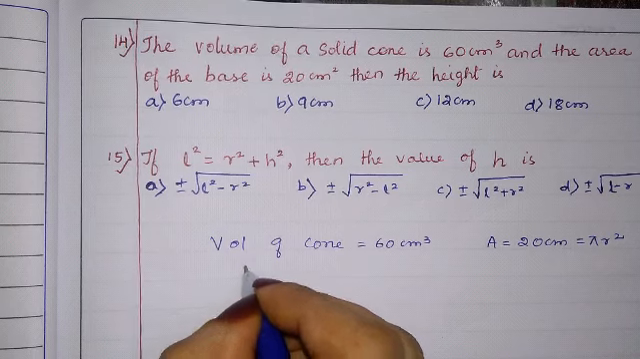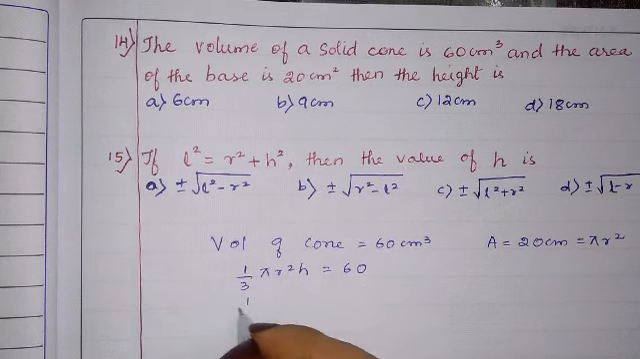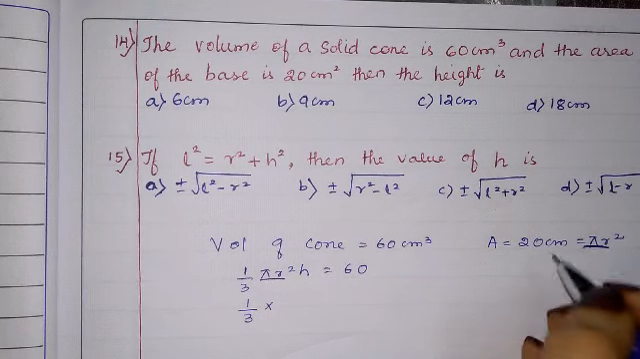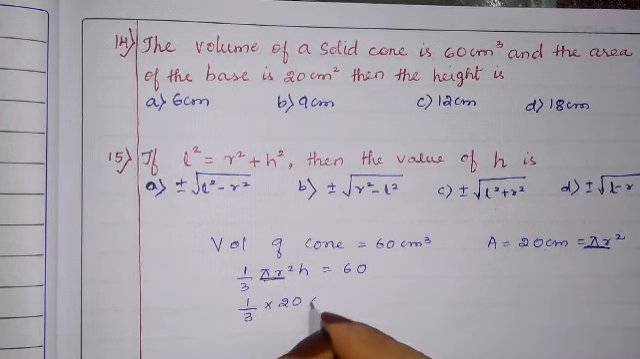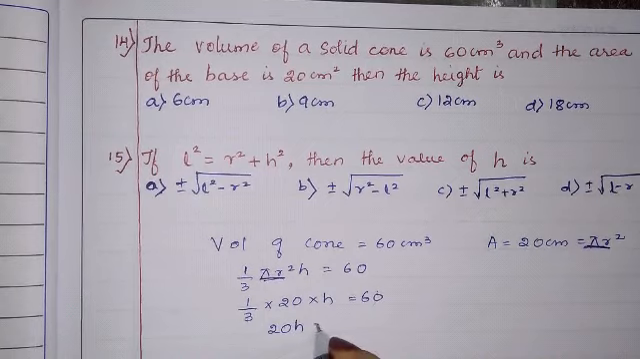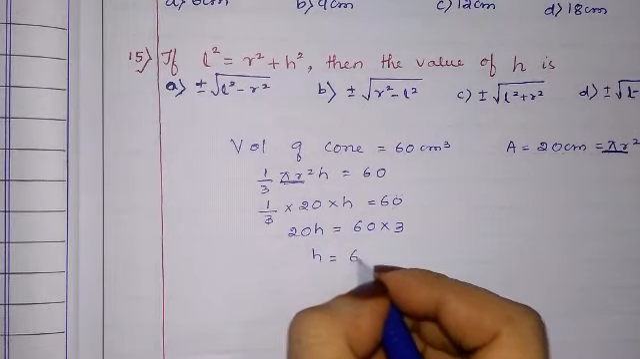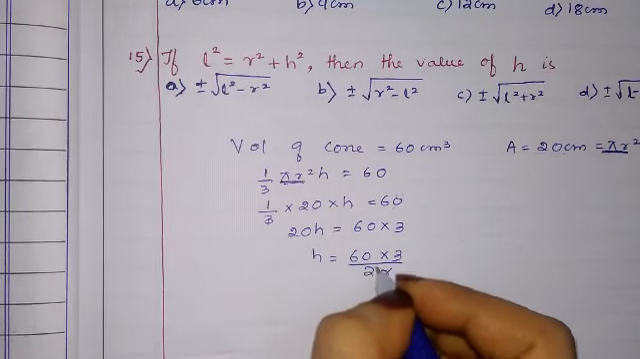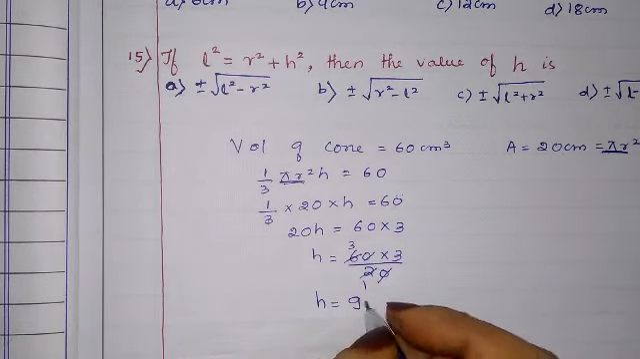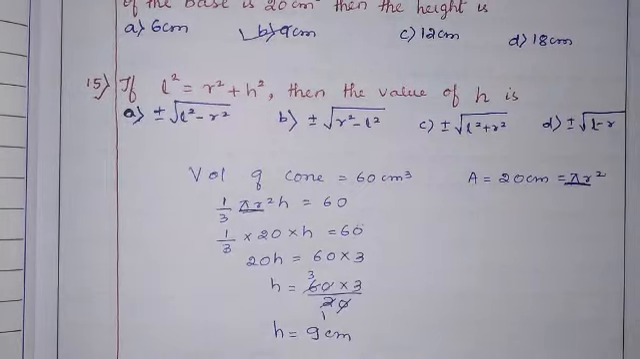The volume of a cone formula is 1/3 pi r square h is equal to 60. 1/3, let it be as it is. Pi r square value is 20, so 20 into h is equal to 60. I will multiply by 3 here, 20 h is equal to 60 into 3. H is equal to 60 into 3 upon 20. The zeros cancel. 2 1s are 2, 3 3s are 9. H is equal to 9, and the height is in centimeters, 9 centimeter. So option B is the correct option.